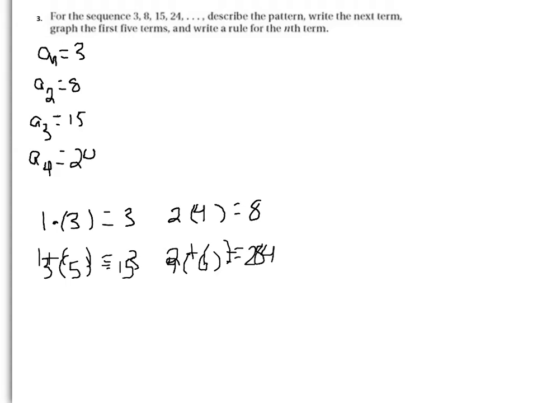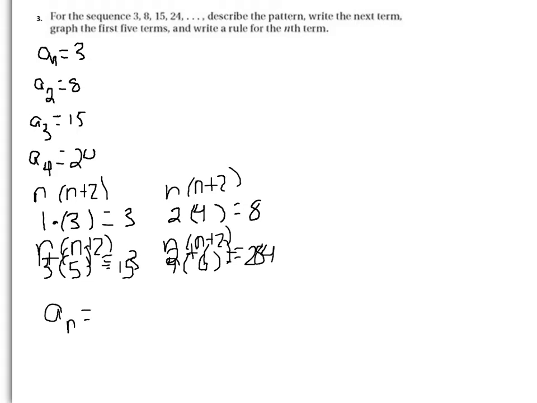Well, how far apart? That's the n. Those are all the n's. How far apart from the n is the 3? Well, 2. How about from 2 to 4? How far apart are they? 2. 3 to 5, 2. 4 to 6, 2. See how they're all 2 apart? So couldn't I say that's n plus 2 then? So there's our rule. So we have a sub n equals n times n plus 2.